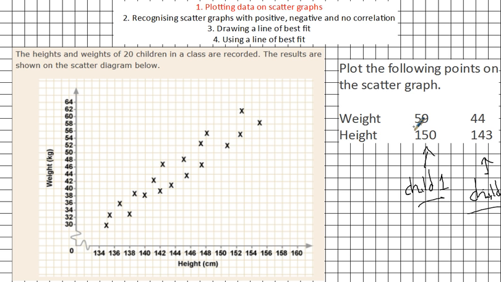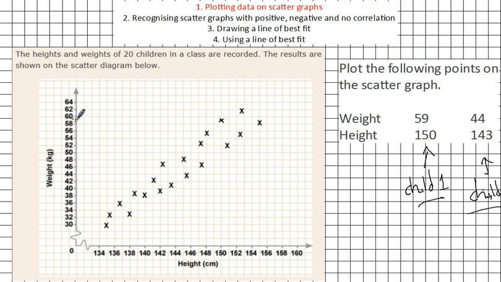So 59 and 150. So 59 is the weight. So I'm going to go up to 59, which is here. And then the height of that child is 150. I'm going to go across to 150. Now where these two points meet will be here. So I'm going to draw a cross.